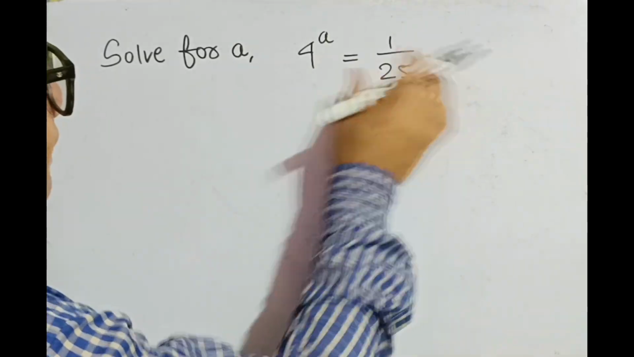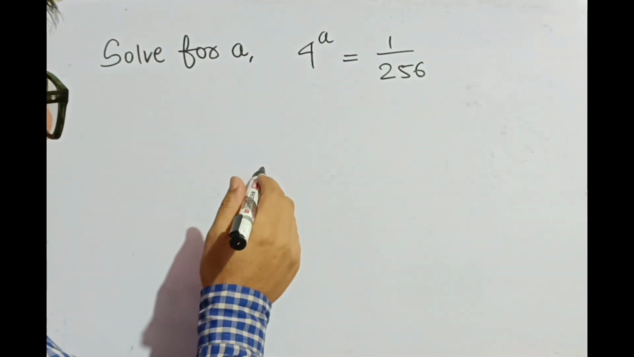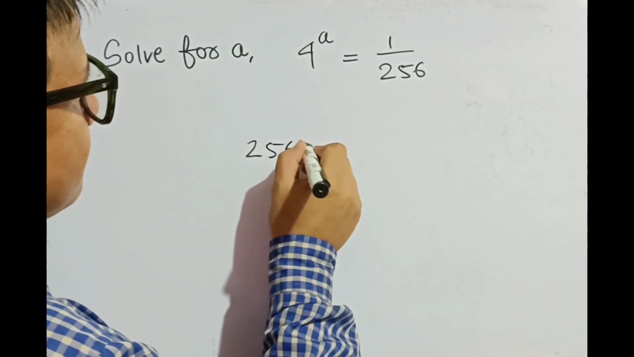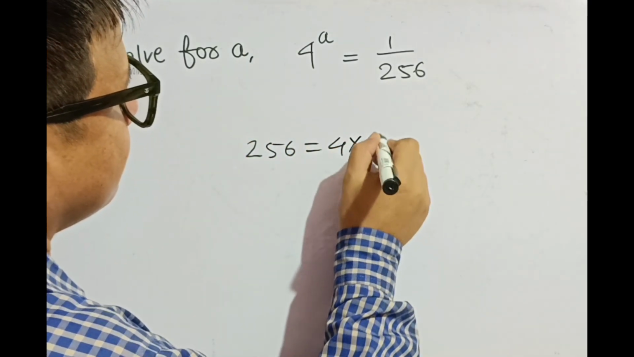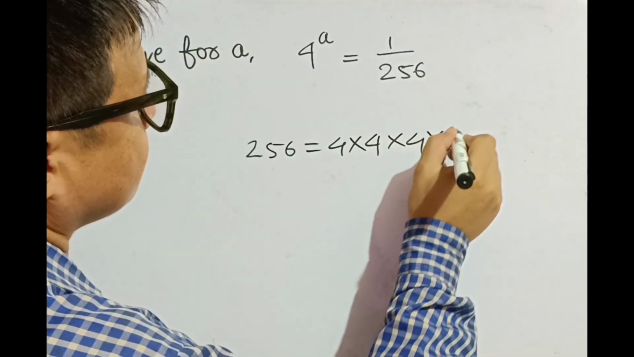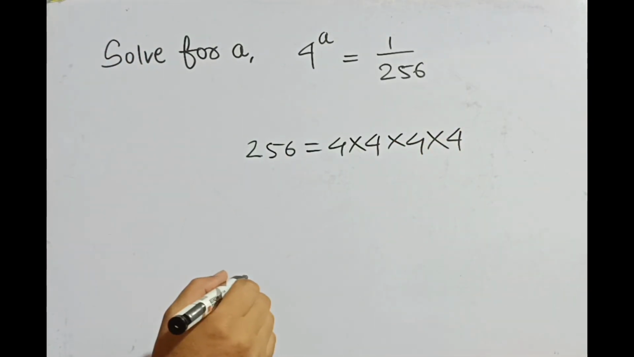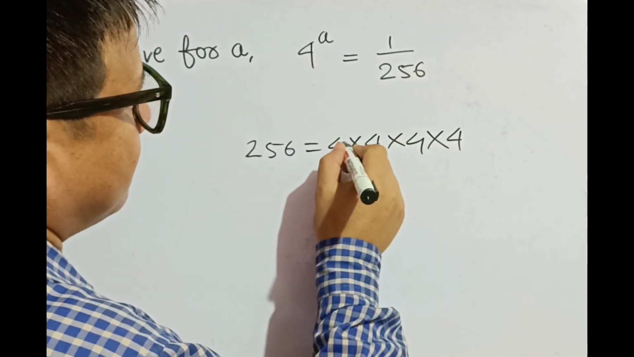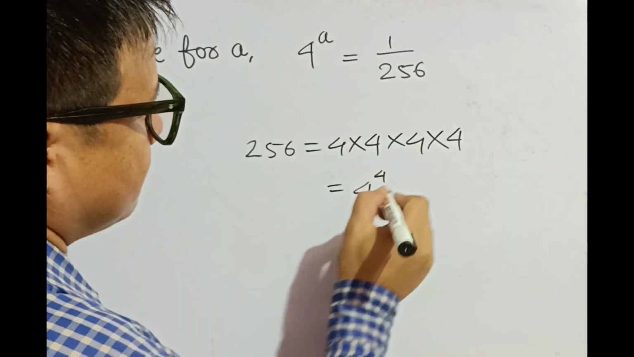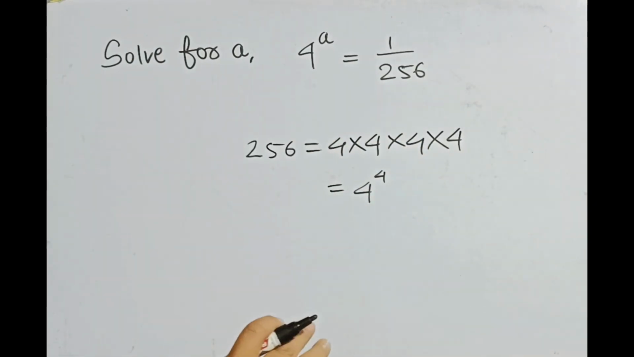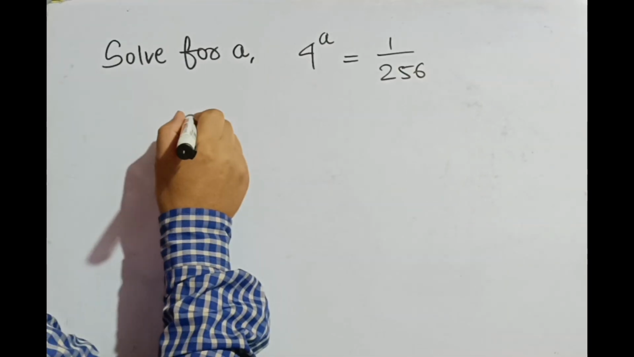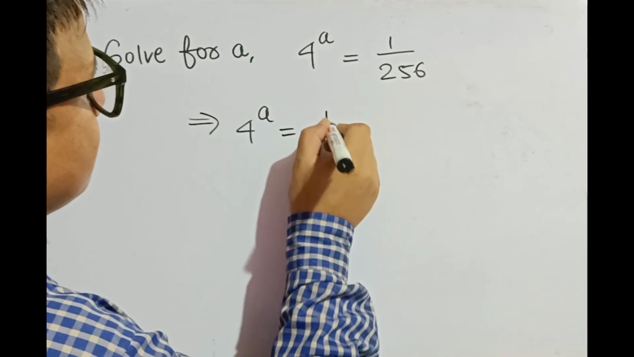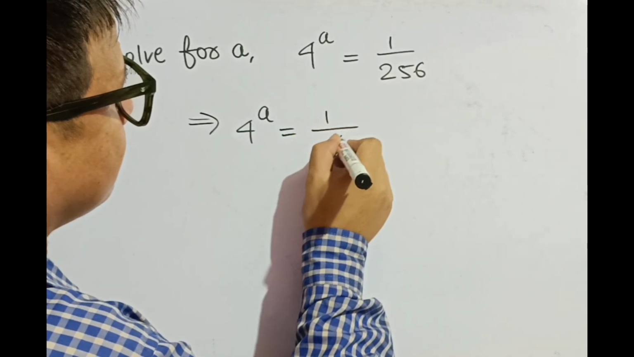Here, first of all, let us try to simplify the right hand side. In the denominator the number is 256, and we can write this 256 as 4 into 4 into 4 into 4. Here 4 is multiplied 4 times, so this is equal to 4 raised to the power 4. So for this 256 we can write 4 raised to the power 4. Now in the next line it becomes 4 raised to the power a is equal to 1 upon 4 raised to the power 4.